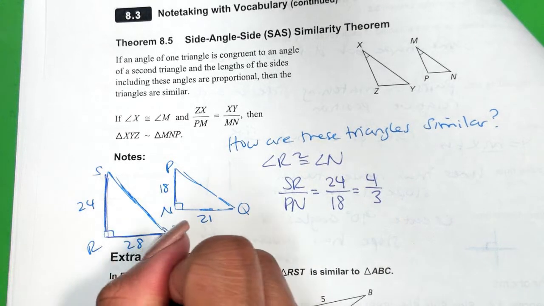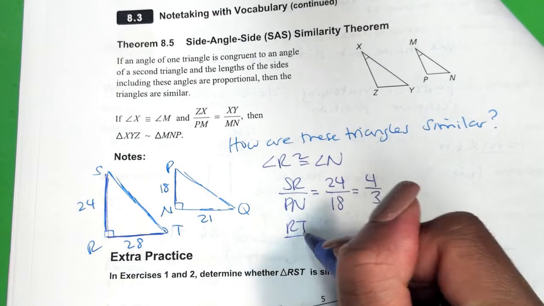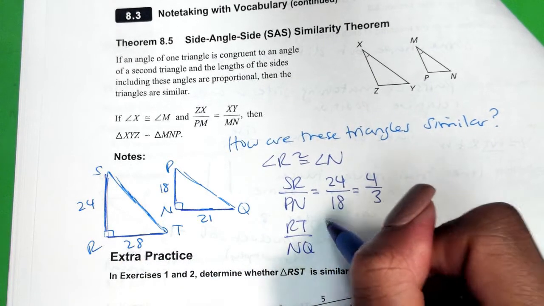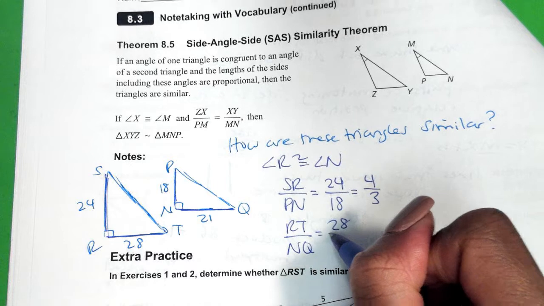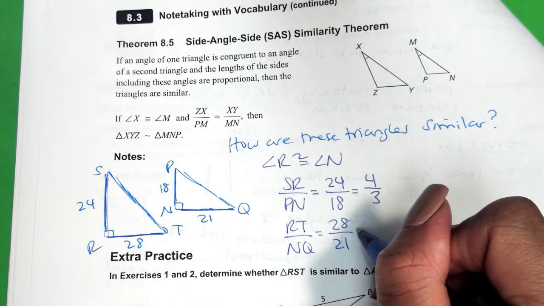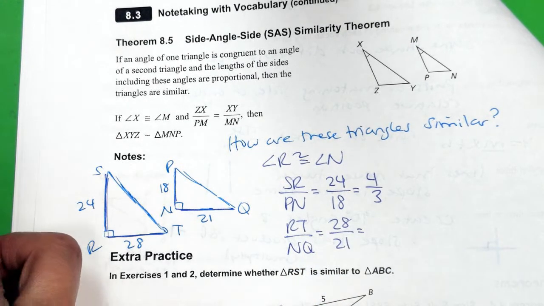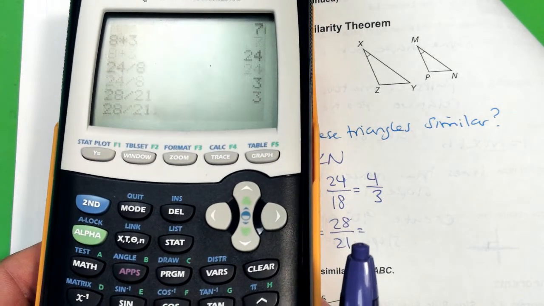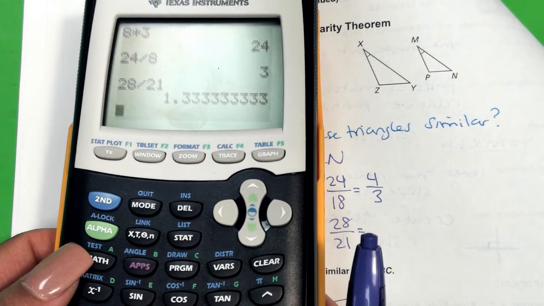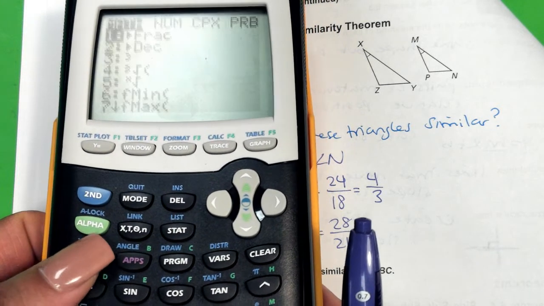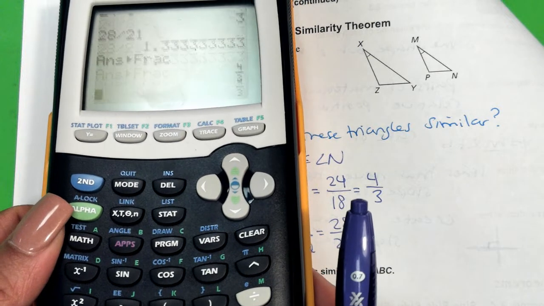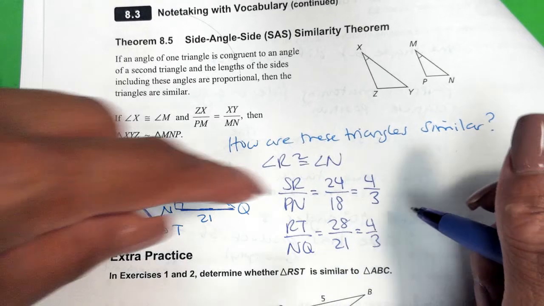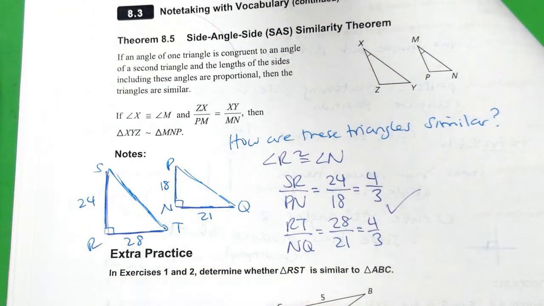So I have RT all over NQ. RT is 28, and NQ is 21. So remember how we plug this into our calculator. We do 28 divided by 21. And I get a weird long decimal. Remember to hit math and hit enter twice. And you get your fraction, 4/3. And they have the same scale factor, so these do match. They are similar.